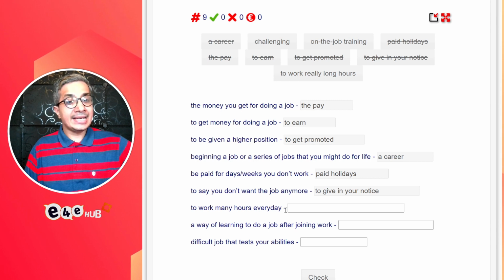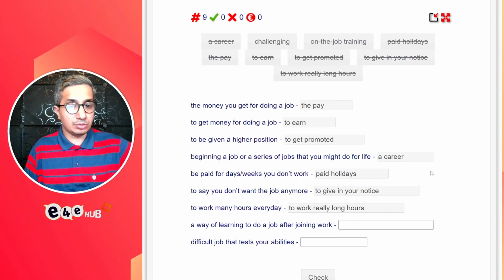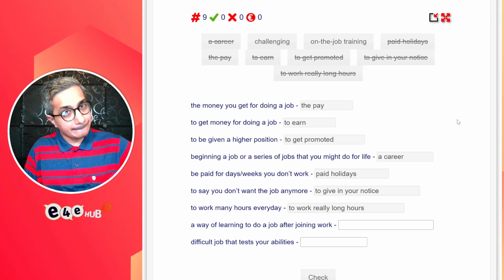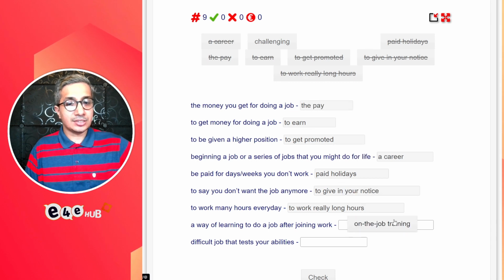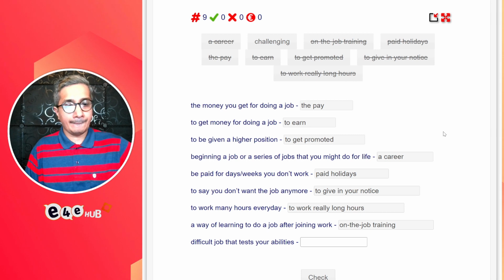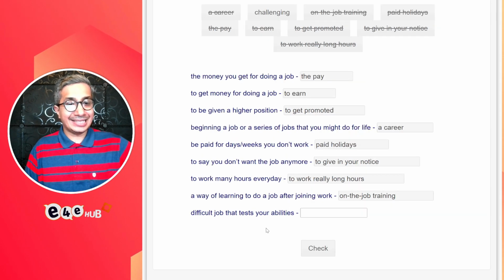To work many hours every day is to work really, really long hours. To work round the clock is also one way of saying the same thing. A way of learning to do a job after joining work would be on the job training, in service training. A difficult job that tests your abilities is something that is challenging.